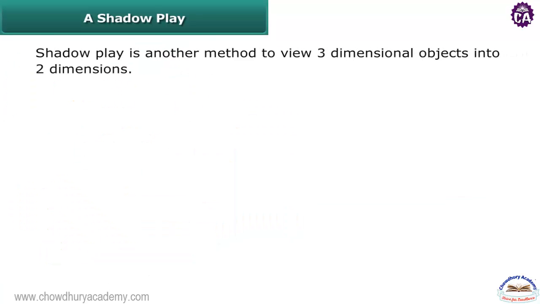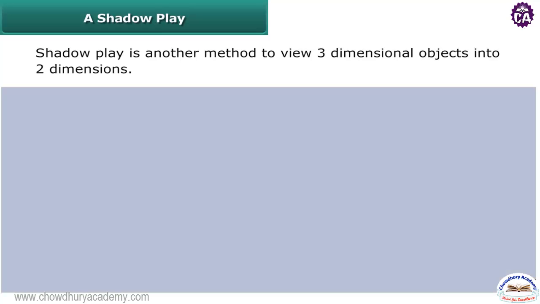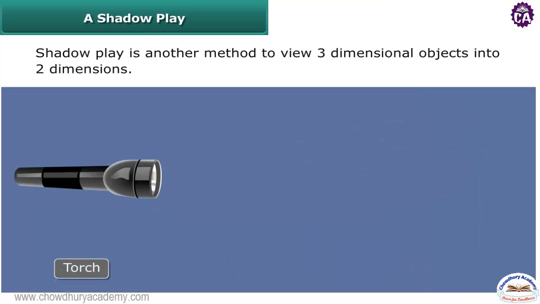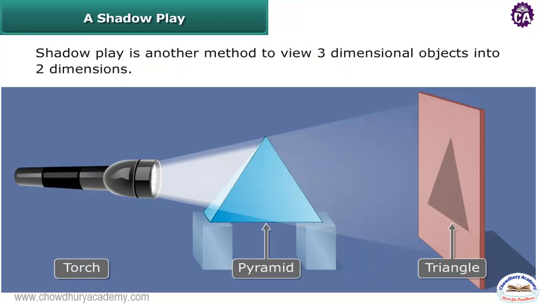A shadow play. We have another game to play that we call shadow play. It is another method to view 3-dimensional objects in 2 dimensions. Let us see some of the objects through this method. Now we cast a shadow of a cylinder. Now we cast a shadow of a pyramid. There can be multiple answers because of different arrangements.